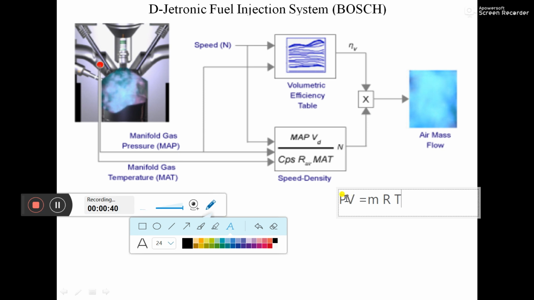Here P is nothing but the manifold absolute pressure, MAP. V stands for the swept volume. M stands for the mass of air inducted. More precisely, we can say it's M theoretical, meaning the theoretical mass inducted into the system. R is nothing but the universal gas constant, and T is nothing but the MAT, that is the inlet air temperature.